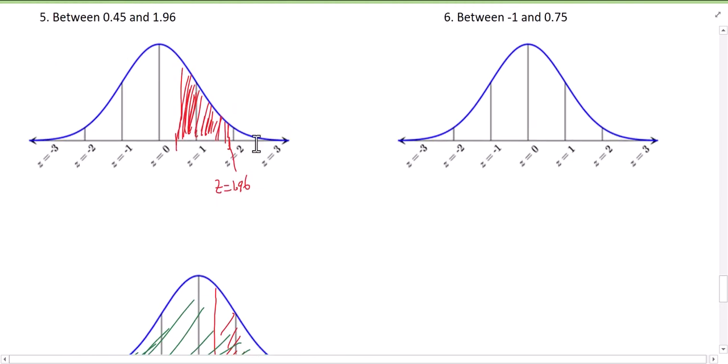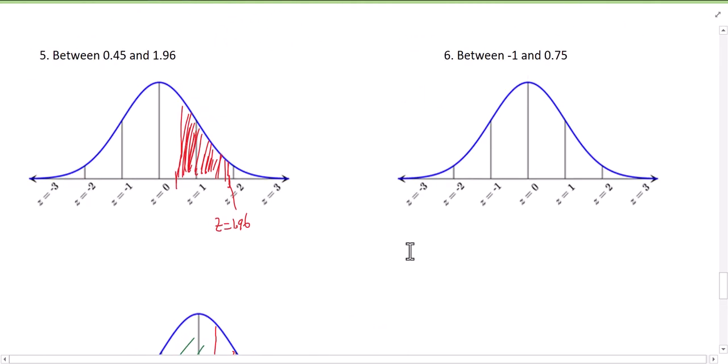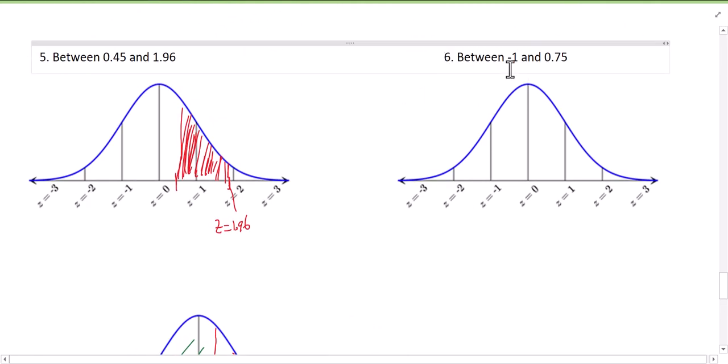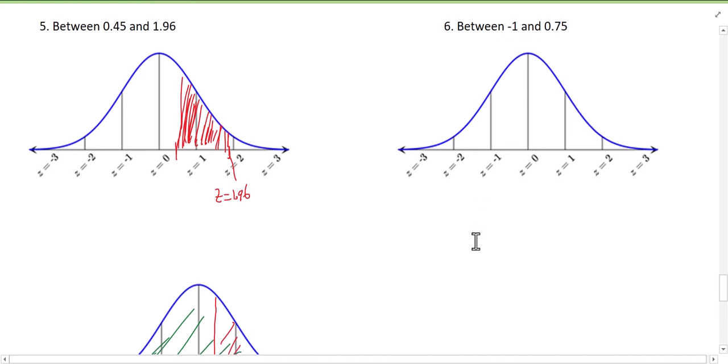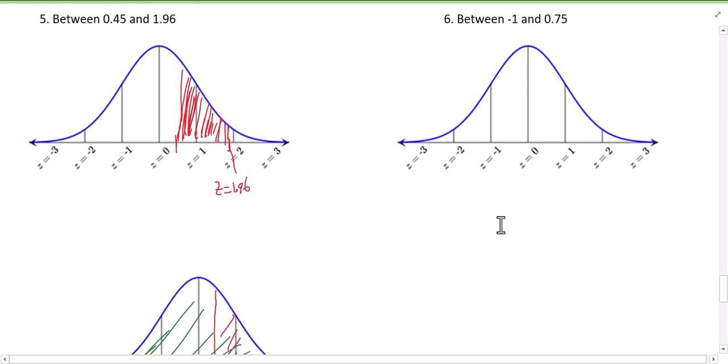Now that took a lot of effort, right? So now on your own, try this one and see what you get. Do it on your own. So go ahead and pause this video and try to do the same thing that I did here, to find the area between -1 and 0.75. And then I'll show you how to do it in StatCrunch. So go ahead, pause the video, do it by looking up the tables. When you unpause, I'm going to show you how to do it with StatCrunch and see if we get the same answer.